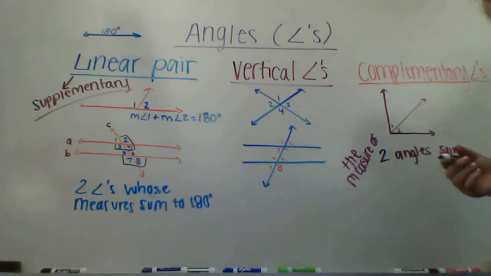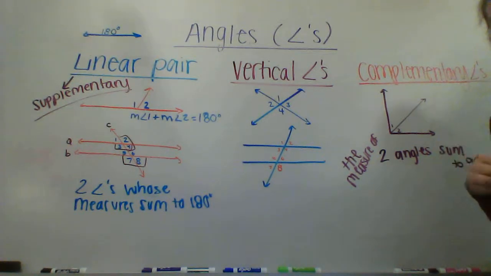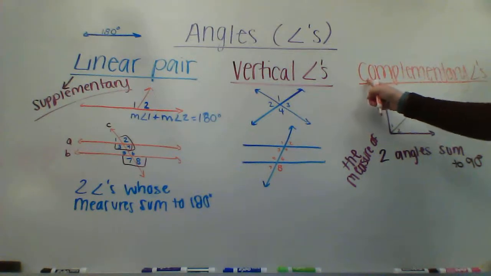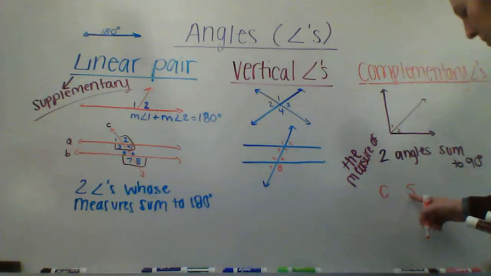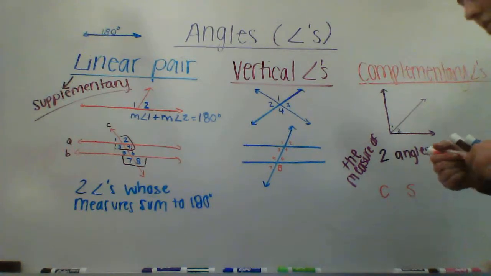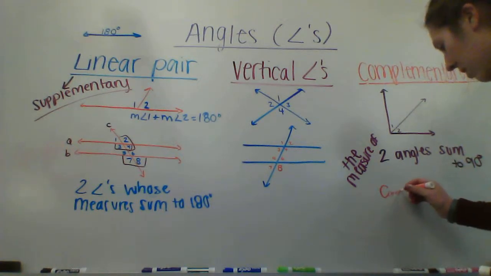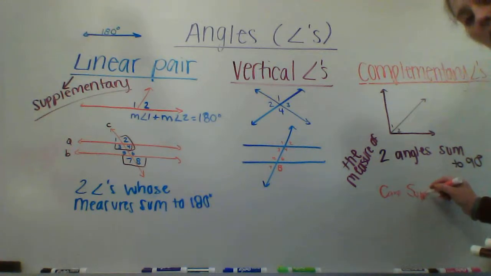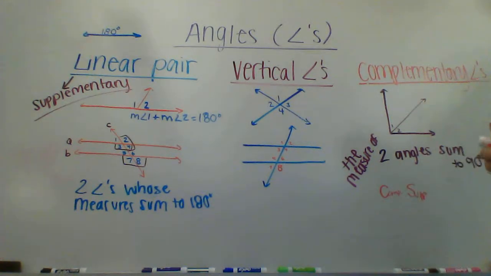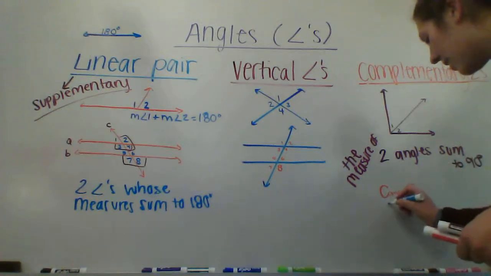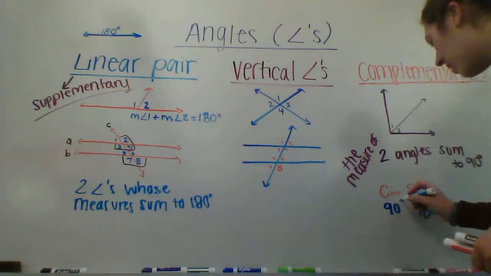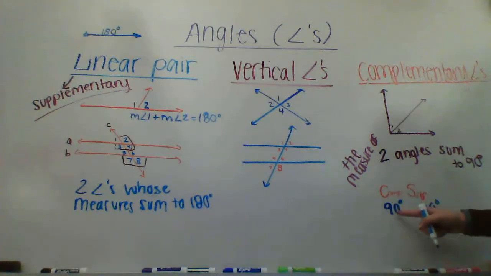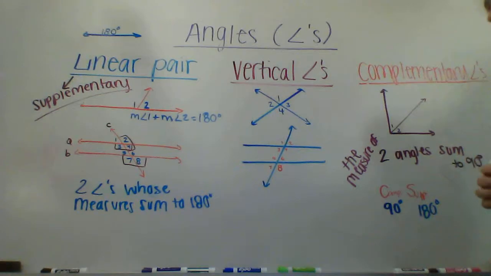A trick to remembering this is just like remembering the alphabet. C comes before S in the alphabet. Complementary, supplementary. C comes before S. So this will be complementary, and this will be supplementary. Since C comes before S and 90 comes before 180, we know that complementary is when two angles sum to 90 degrees, and supplementary is when two angles sum to 180 degrees.